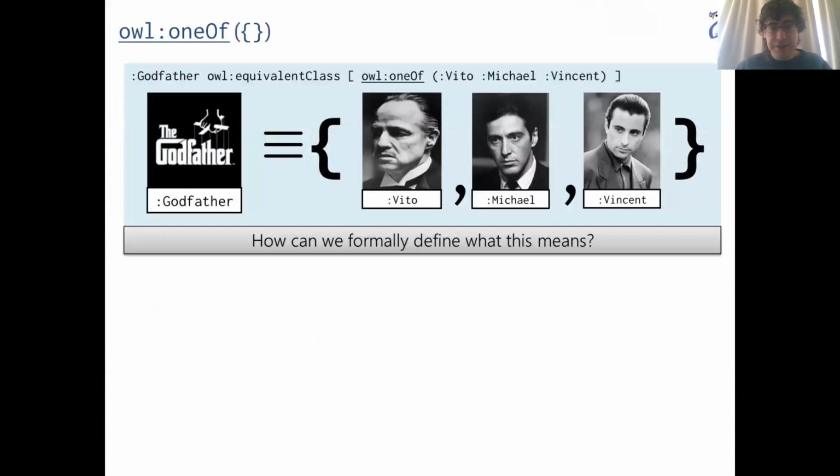So defining OWL, how do we do this? If we look at an example, just to see the problem of why we need to define OWL. The last time we had a similar example to this using the one-of feature, which allows us to define a class, this class here, which contains precisely these elements here. So Godfather is equivalent to the class containing Vito, Michael, and Vincent. So how can we formally define what this means?